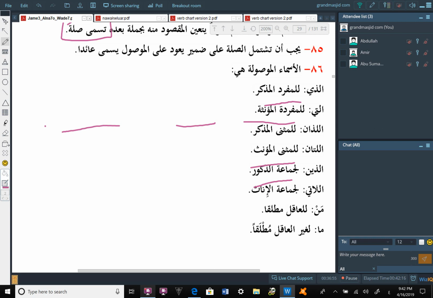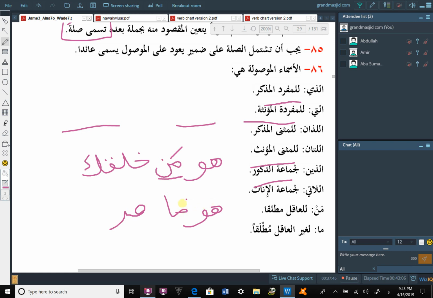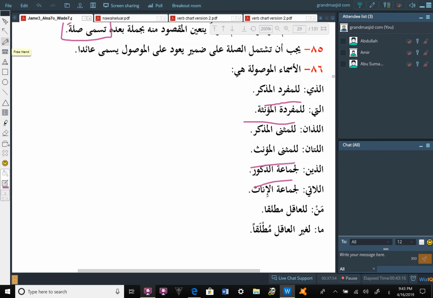Also we have man, lil aqil mutlaqan, unrestrictedly for the aqil. For instance, that same sentence I could say huwa man khalaqaka. He is who created you. Just like I say huwa alladhi khalaqaka. He is the one who created you. Aqil. And then we could have the word ma, which is for ghayr al-aqil, when we're talking about, for instance, a book. Huwa ma qara'aha. Ma can be an ism mawsula for ghayr al-aqil. Let me see if I can find something in the Quran real quick. Unless Abu Sumayya has an example for us.